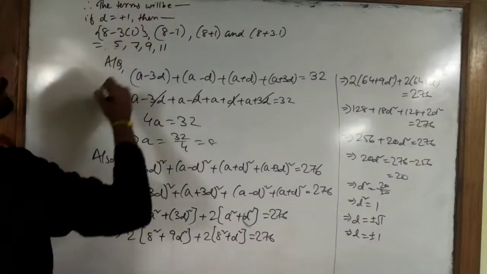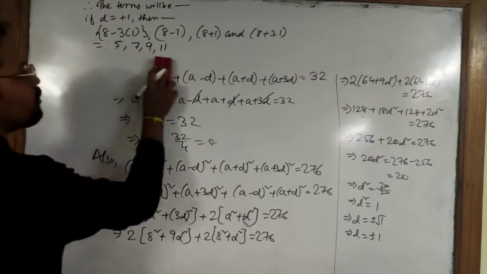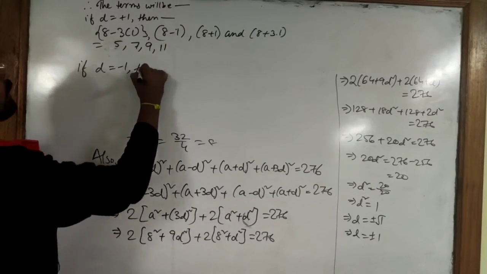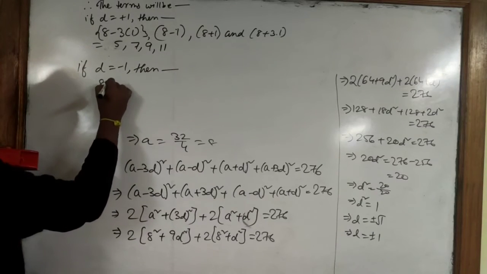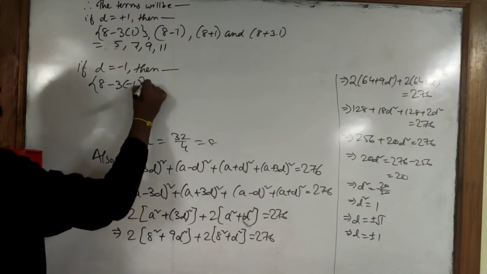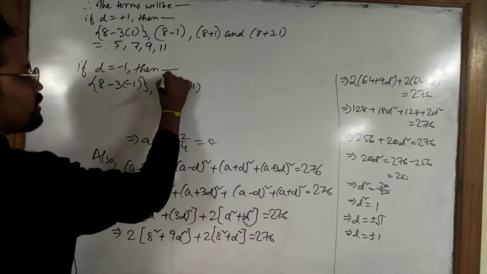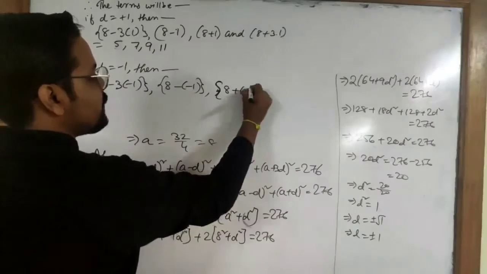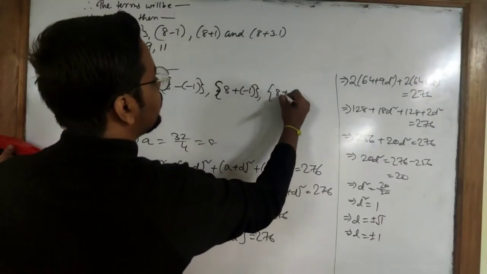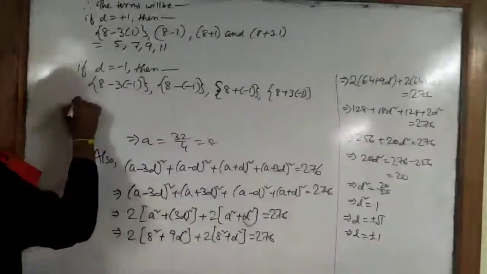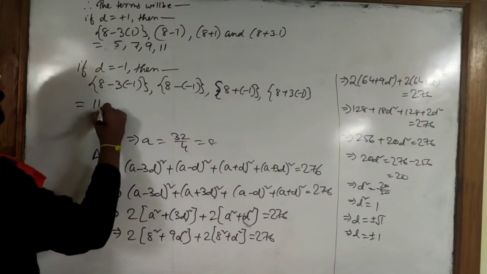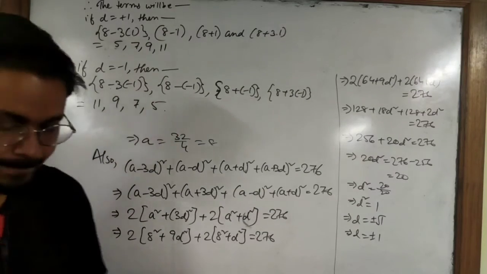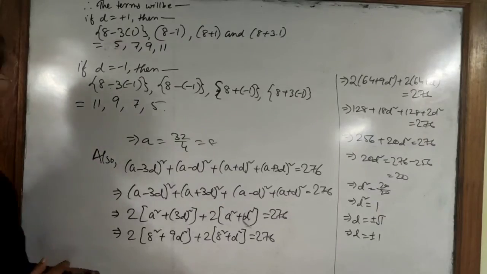Okay, and now if d is equal to minus 1, then what will happen? Then it will be 8 minus 3 into minus 1, 8 minus minus 1, 8 plus minus 1, and 8 plus 3 into minus 1, which will be 11, 9, 7, 5. Okay, so that's how you find the AP that is required.